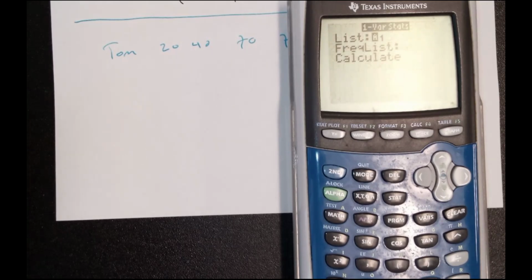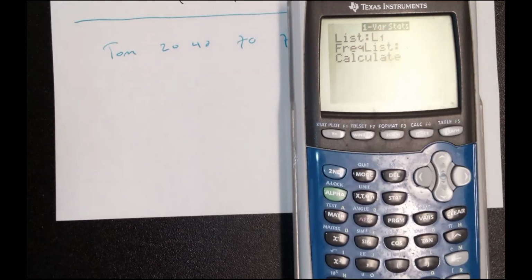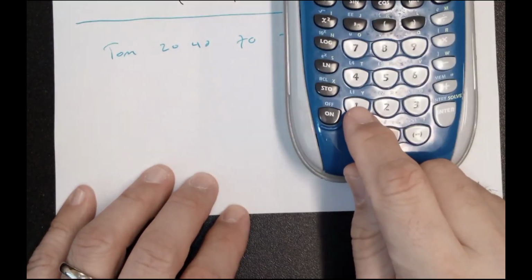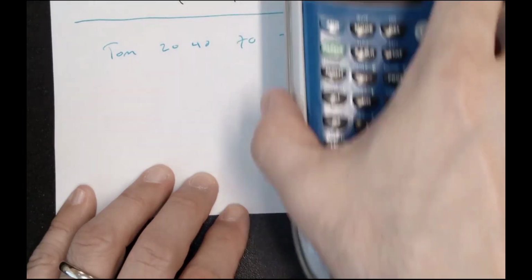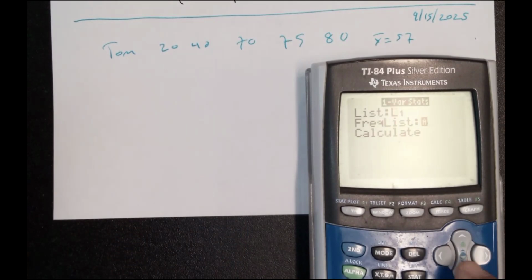If it takes you out to the home screen and just writes one var stats, you have an older version of the software on your calculator than I do. We can still do this from there. We just have to tell it which list is our list, and that's L1. If you're on the home screen, you'll have to type L1. L1 is found above the 1 button in blue, so you'll have to use the second command. And then I'll just tell it that's where my numbers are.